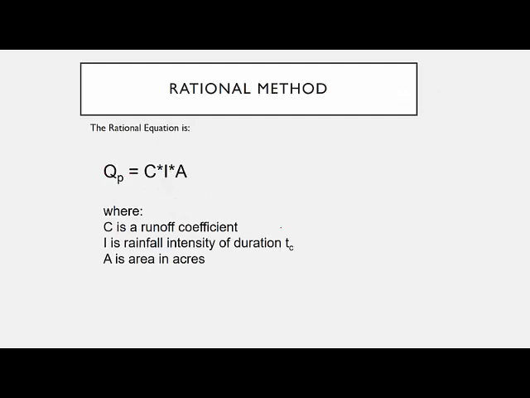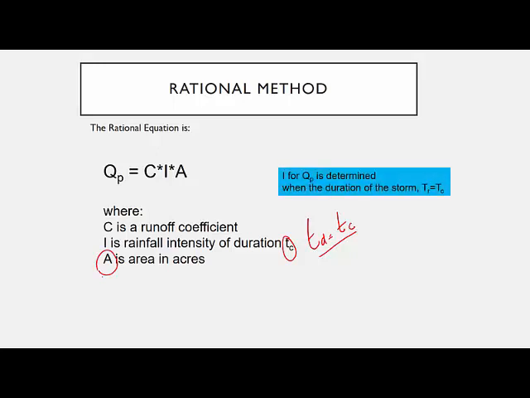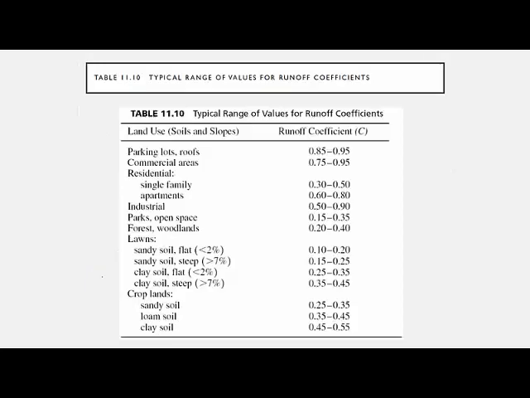This is the rational method. The equation you should remember, QP equals CIA, where C is the runoff coefficient, I is the rainfall intensity of duration TC. Okay, remember that we have the duration of the storm equal to the time of concentration. The units are very important as well. The area is in acres. So, that's what I just said.